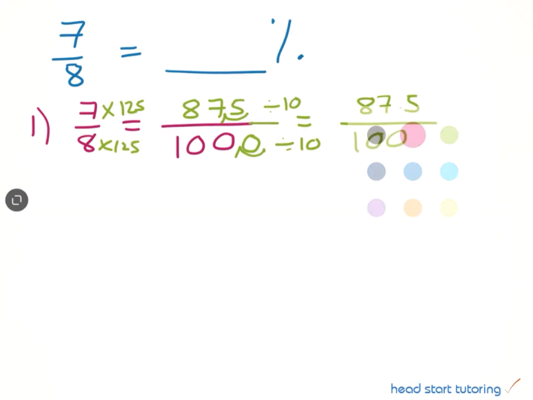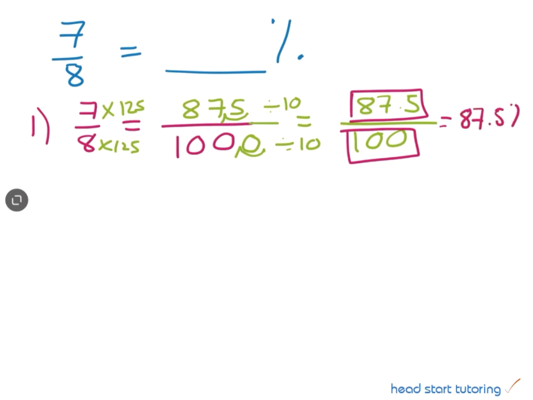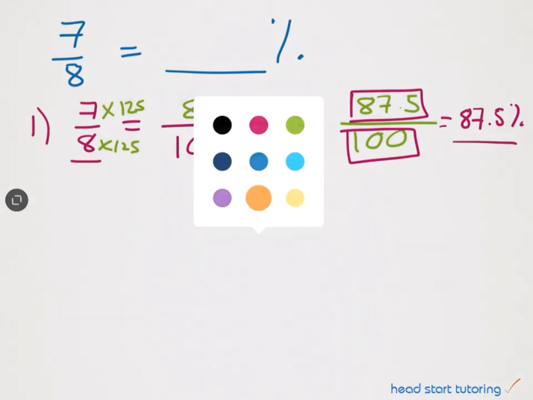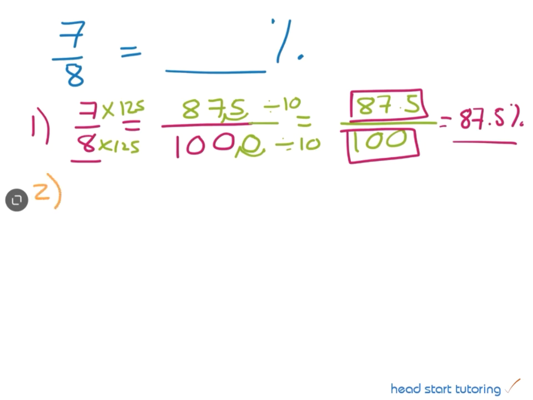And remember that as soon as your denominator is 100, your numerator will automatically be your percentage. So we end up with a percentage of 87.5%. So 7/8 as a percentage is 87.5. Right, let's have a look at our second method.